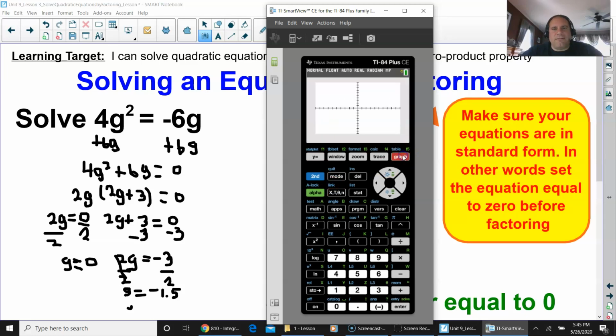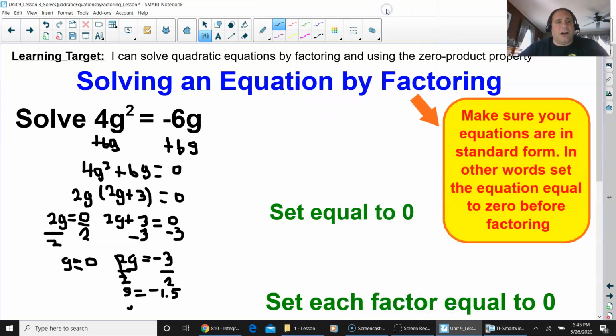You could press graph and take a look. You have -1.5 right there, and 0 right there. And it does match. But if it says solve the equation by factoring algebraically, guess what? You have to do it that way. You could check using your calculator, but nothing else counts. If they say solve algebraically, you must do it that way.